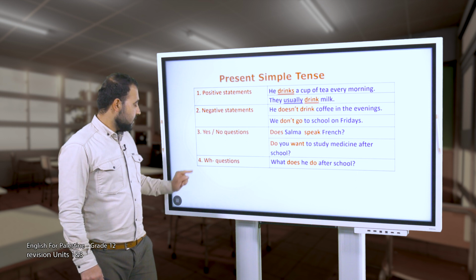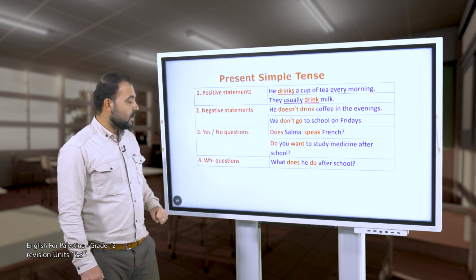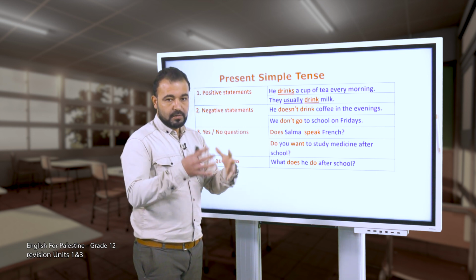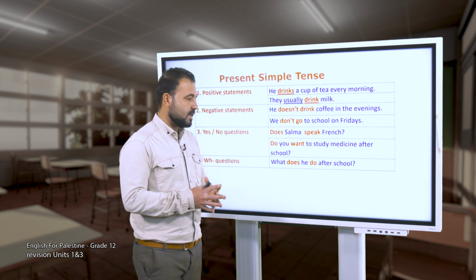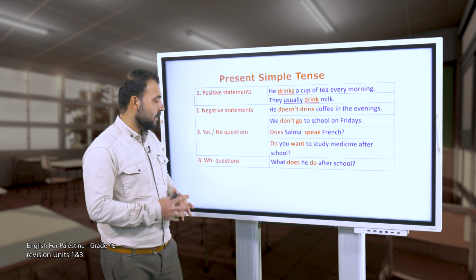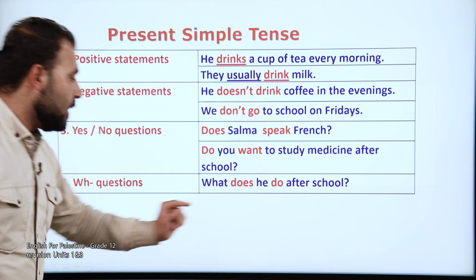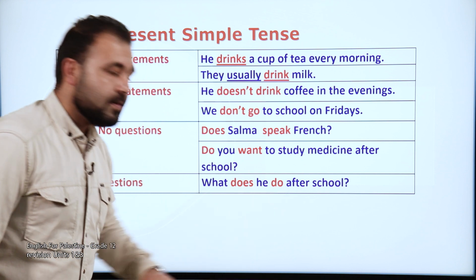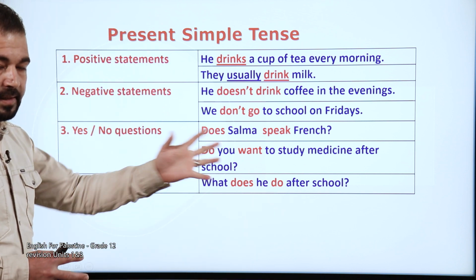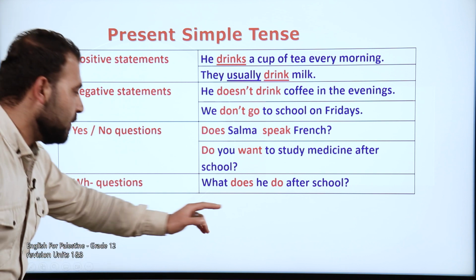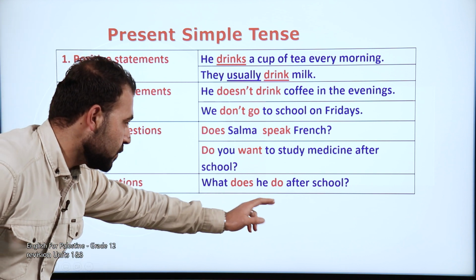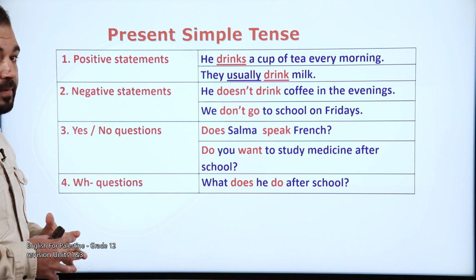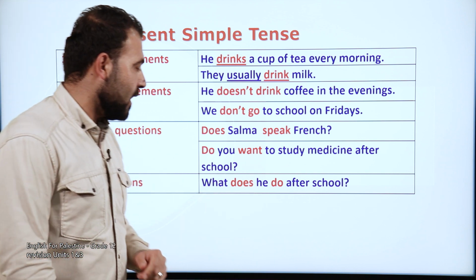The last point is forming WH questions. We use this form to make WH questions about the present simple tense. We use the WH word, then do or does, then the subject, then the verb in the infinitive form, and the question mark at the end. Here we have, what does he do? We use does because we are asking about a singular subject. What does he do after school?